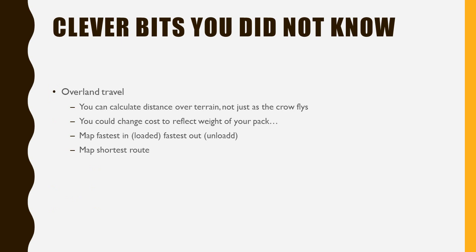Talk a little bit about some of the stuff maybe you didn't know. Overland travel, you can calculate distance over terrain, not just as the crow flies, because it's not always the exact same thing. You can change cost to reflect the weight of your pack. So you can make your load heavier to show that it's a harder hike. You can map the fastest, and the fastest when you're loaded is not necessarily the same as the fastest when you're unloaded. You can also do things like map the shortest. So there's a lot of creativity that can come into play using network analysis that will allow you to identify really unique and useful information.